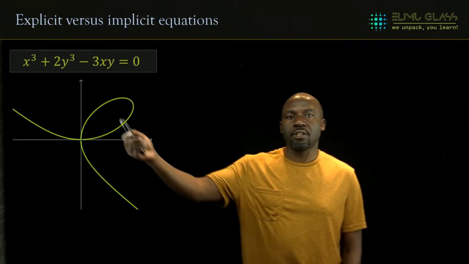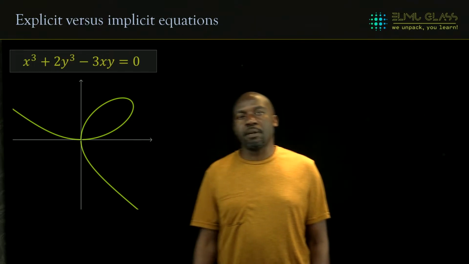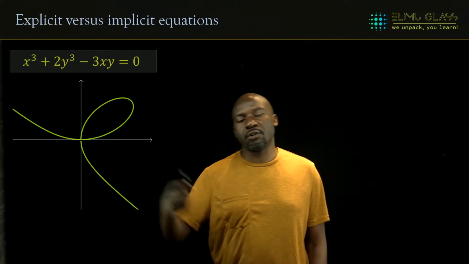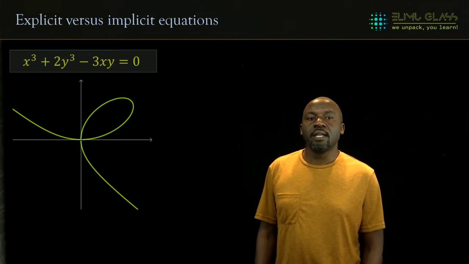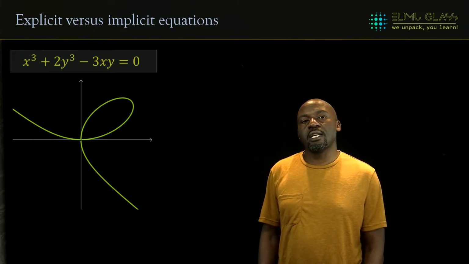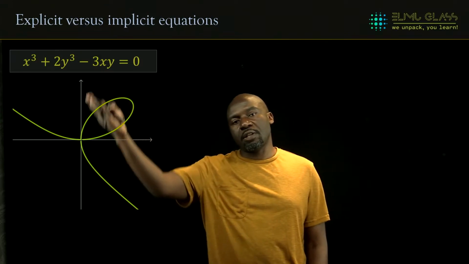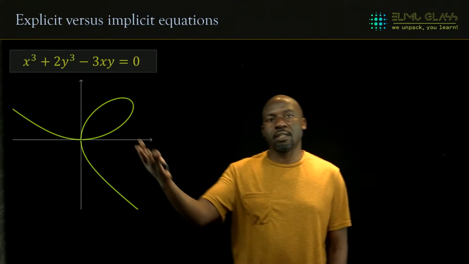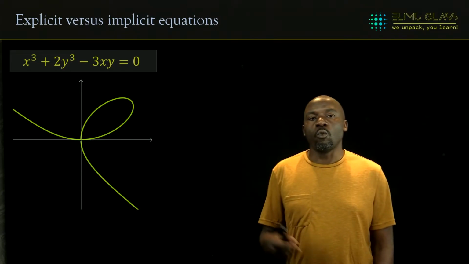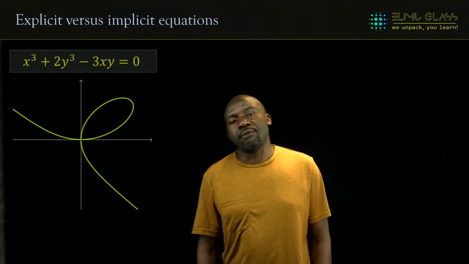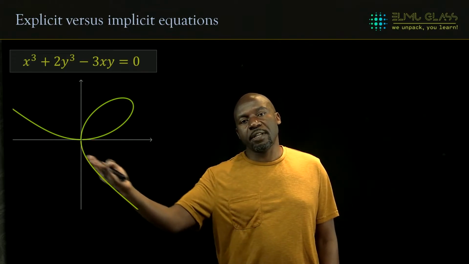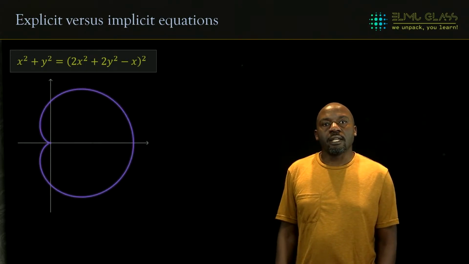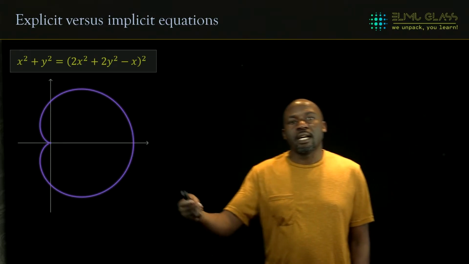So here is the function x to the power 3 plus 2y cubed minus 3xy equals 0. If you sketch this on your calculator, this is what you get. And you can see that this expression or this relation fails the vertical line test for a function. So this is clearly not a function. We can still differentiate and find the gradient at any point along this relation. Okay? Here is another one that I found.